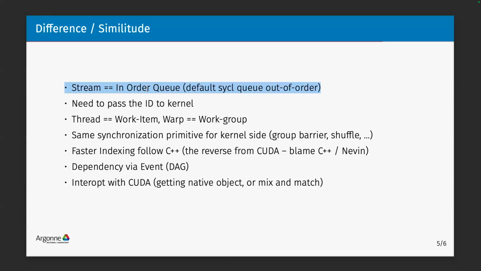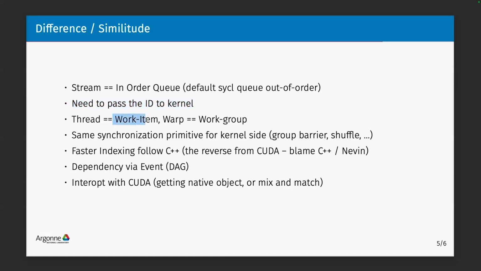So this is maybe one of the big differences when you come from CUDA: this in-order, out-of-order queue. But it's easy to change. When you create the queue, you just pass a property and you're good to go. Another difference is you need to pass the ID to the kernel. As I see in your lambda, you pass the ID, whereas in CUDA, like in MPI, you have a magic free function, like get thread ID or something like that, that just gives it to you magically. It's not the default on SYCL.